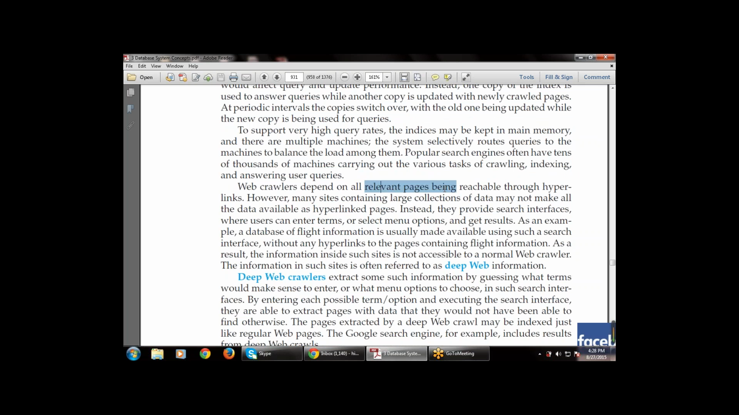Web crawling also depends on relevant pages being reachable through hyperlinks. However, many websites containing large collections of data may not make all the data available through hyperlinks. Content that is not hyperlinked with each other is handled using the concepts of deep web crawling.